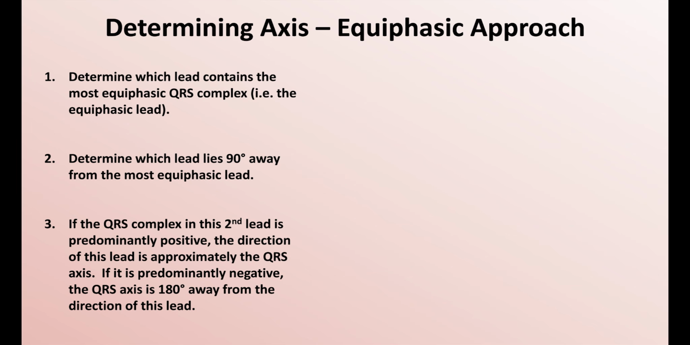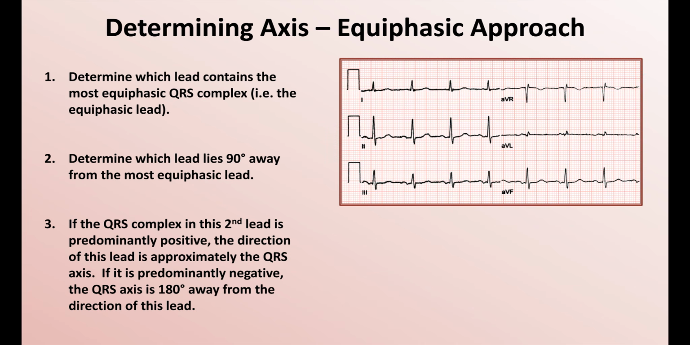Let's look at how to apply this to an actual EKG. As we look at this example, ask yourself, which of the leads contains the most equiphasic QRS complex? It appears to be lead AVL. The equiphasic QRS complex does not necessarily need to be the smallest in amplitude as it is here, but it helps to identify it when it is unusually small.